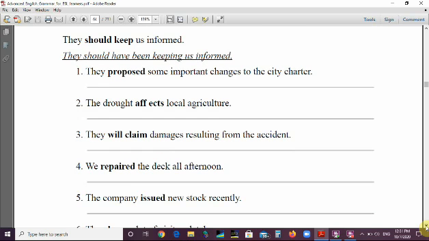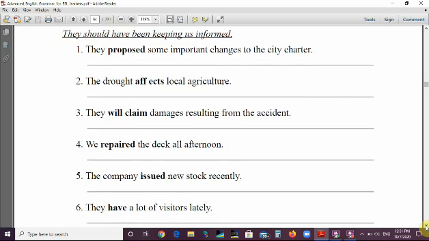They proposed, they had been proposing, because it's past. The drought affects, has been affecting. Will claim, will have been claiming, and so on.